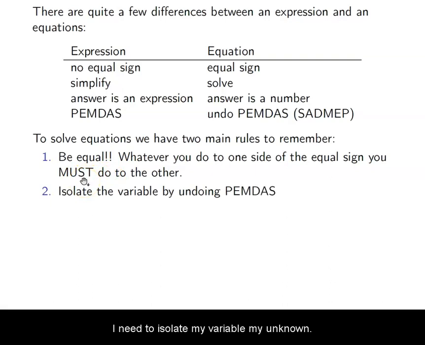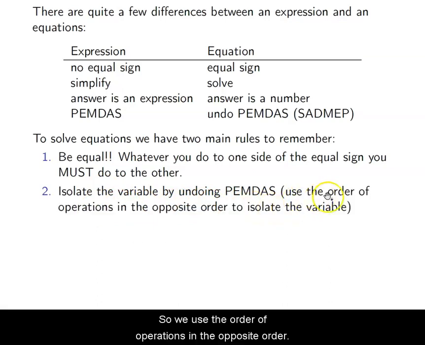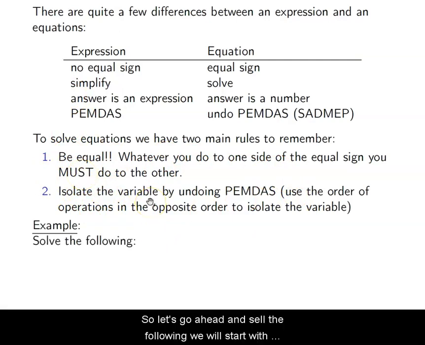I need to isolate my variable, my unknown, by undoing PEMDAS, okay? So we use the order of operations in the opposite order that they appear, right, in order to isolate my variable. So when I say this as a single sentence, I say I have to isolate my variable by undoing PEMDAS and being equal to both sides of the equation. That's how I generally say this to my students as a single sentence. So again, kind of broke this down in two parts for us. Okay. So let's go ahead and solve the following.